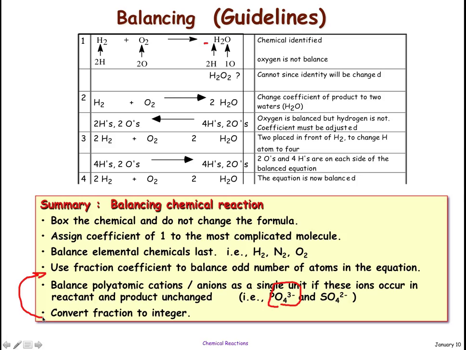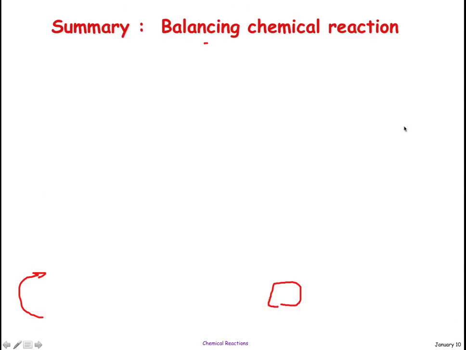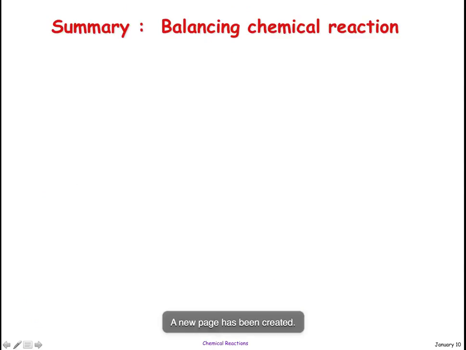When you do use fractions to balance odd numbers of atoms, convert your fractions to whole numbers, because there's no such thing as half an oxygen. You either have 1, 2, or 3, but not 1/2 or 1.5. So these are just hints to go by when you balance chemical reactions. So let's do some examples.